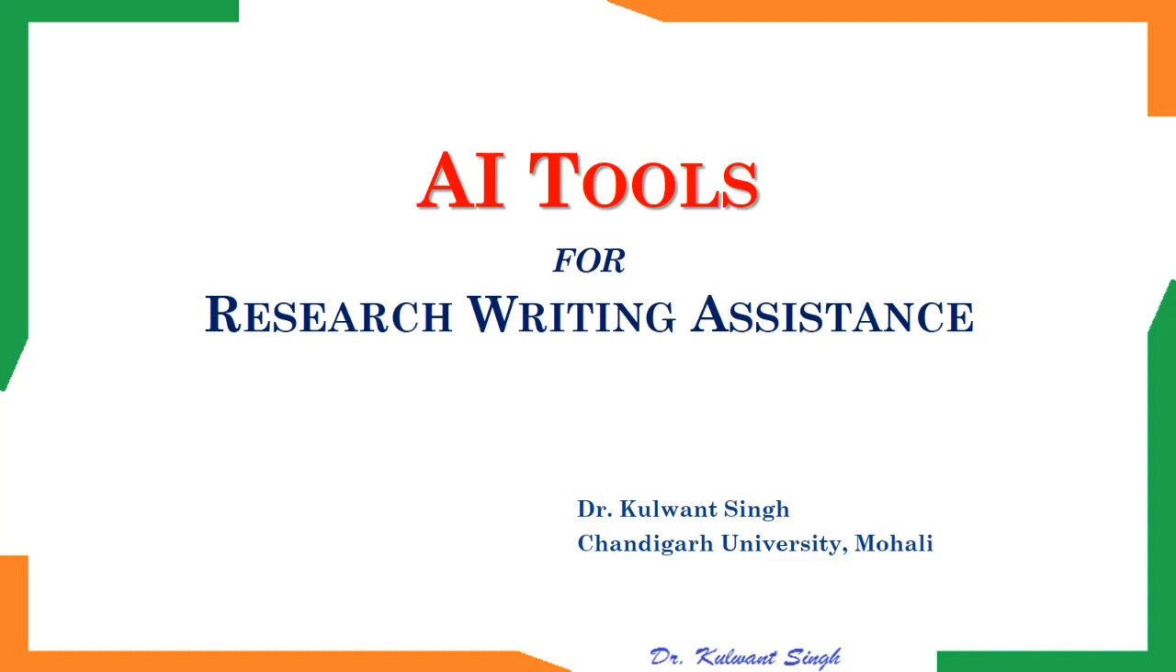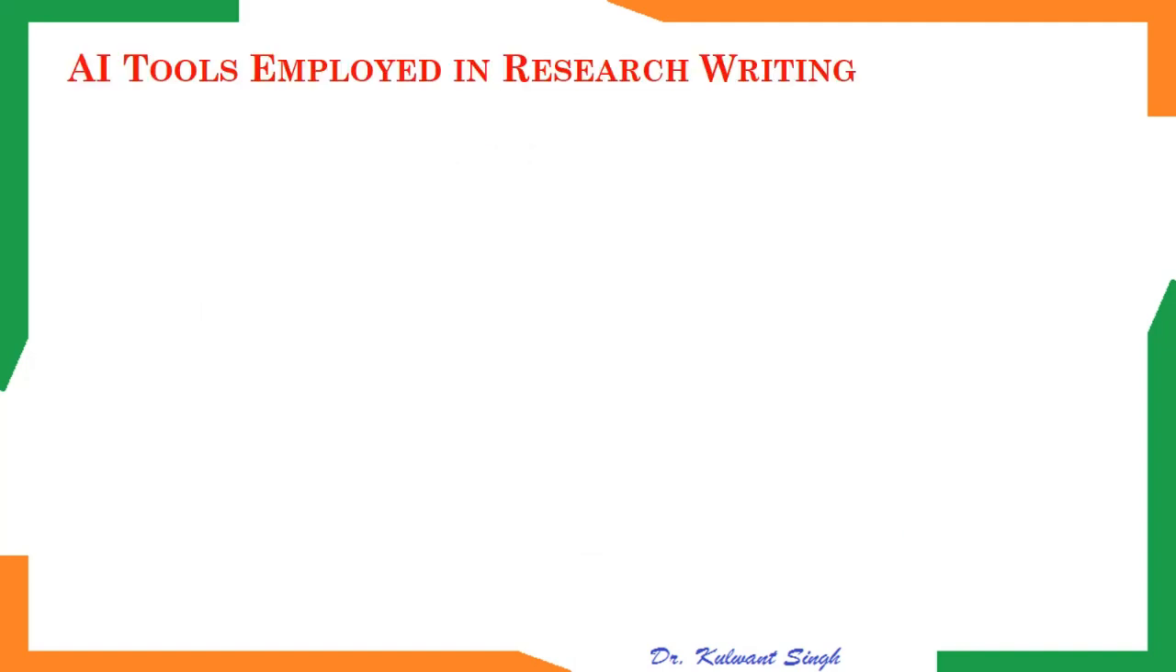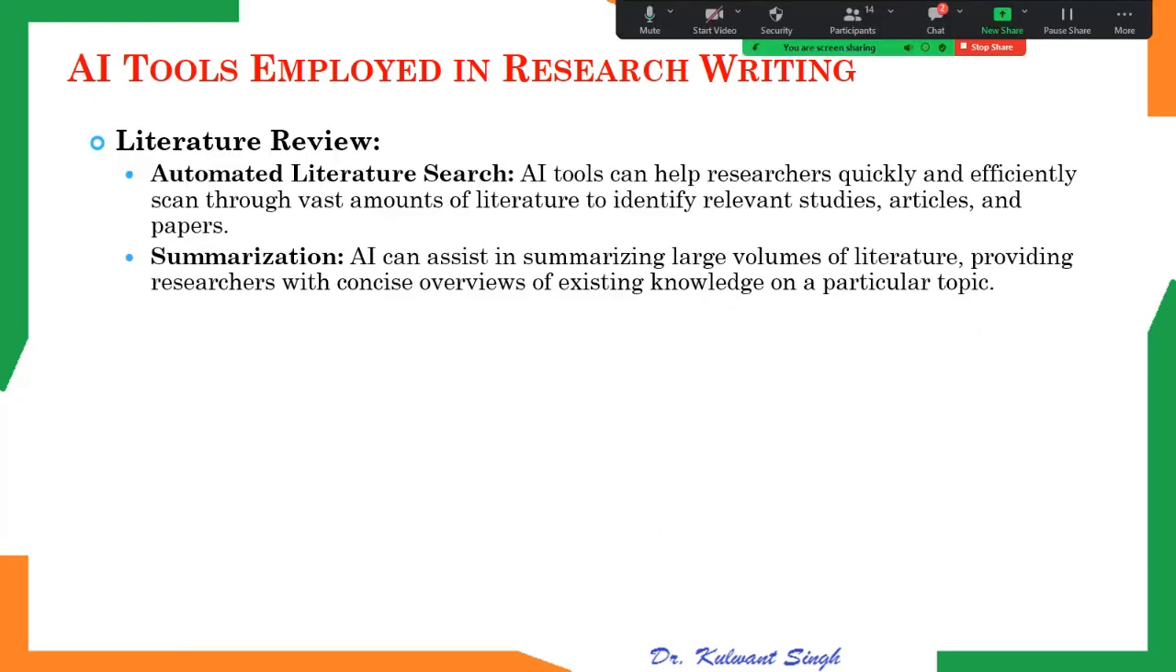So we will discuss a few important things about the application of these tools. What are the few factors we need to focus on when we start using these tools for research writing? First of all, we need to discuss the AI tools employed in research writing, meaning which are the major fields where a researcher can take the assistance of these tools. So first is the literature.